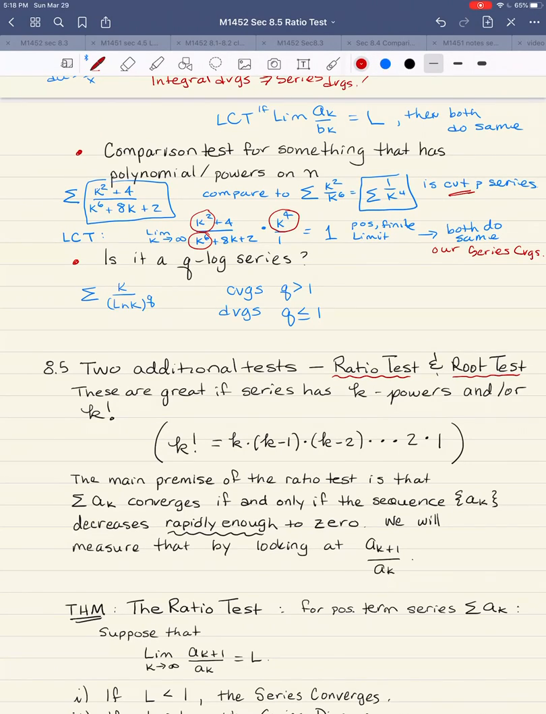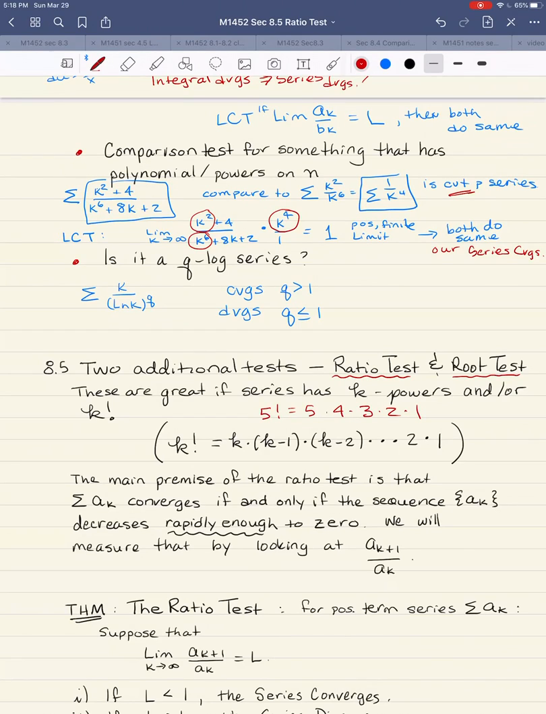So here's a reminder of what k factorial meant. K factorial means k times all the previous integer values lower than k. For example, 5 factorial is 5 times 4 times 3 times 2 times 1. So k factorial is k times k minus 1 times k minus 2, all the way down to 1.